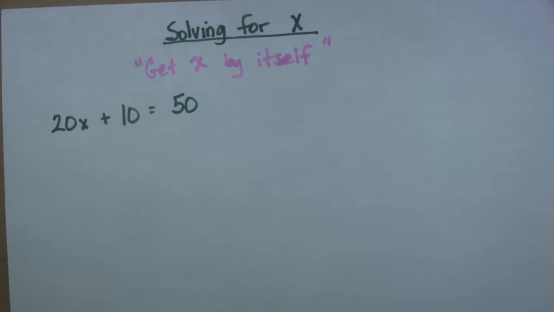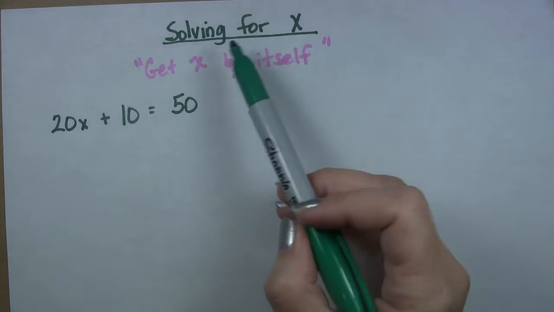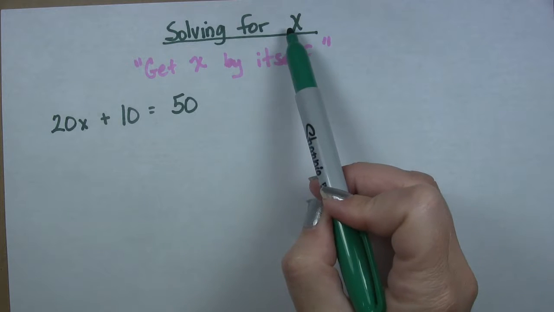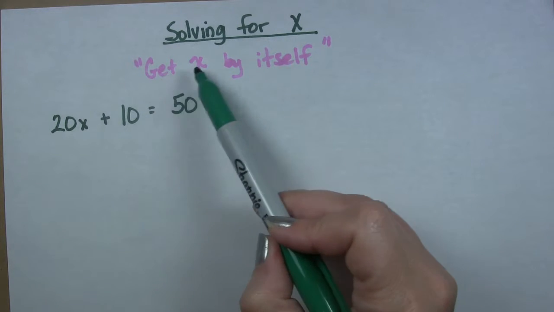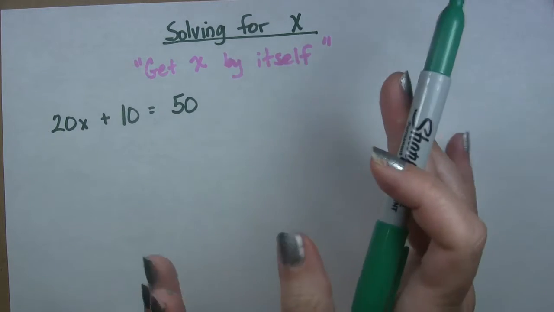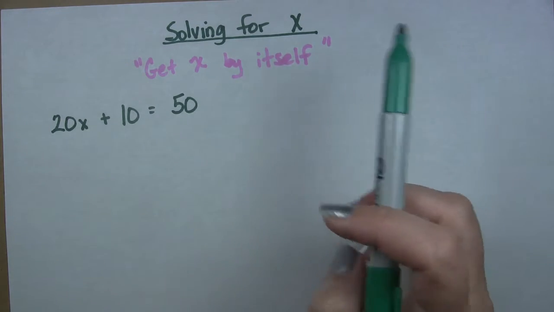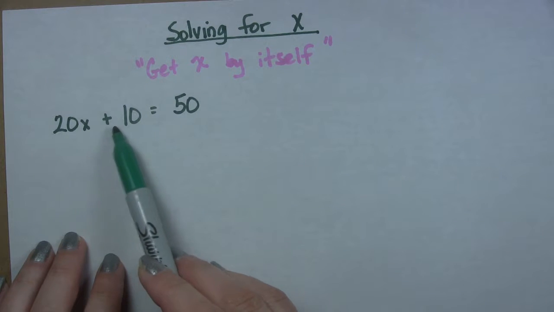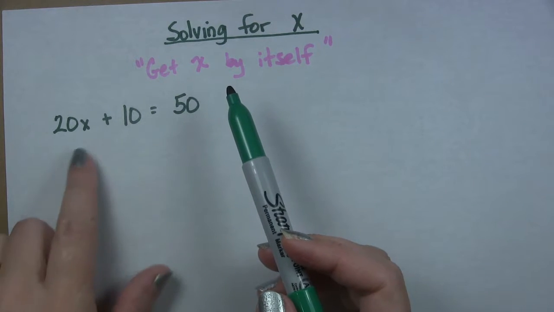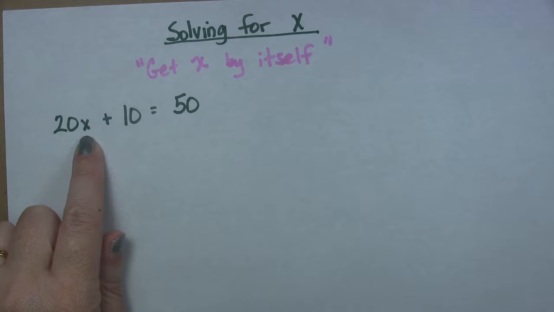Hello everyone, and welcome to a very important video on solving for x. Sometimes people say that what we're doing is we're getting x by itself. It means the same thing. So let's take a look at an equation here. Here we have 20x plus 10 equals 50. And what we're going to try to figure out is what does x equal?